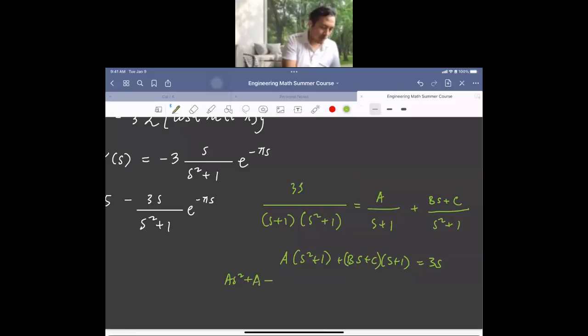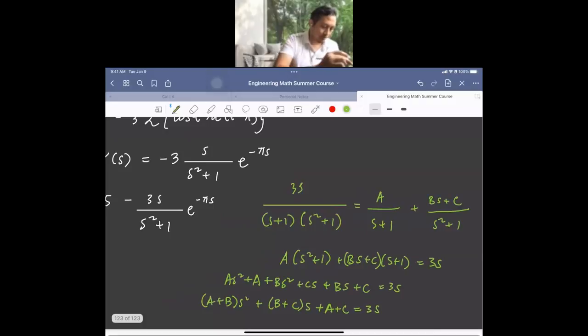So As squared plus A plus Bs squared plus Cs plus Bs plus C equals 3s. So (A plus B)s squared plus (B plus C)s plus (A plus C). Okay, A plus B is 0. B plus C is 3. A plus C is 0.